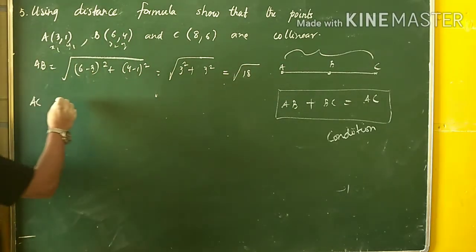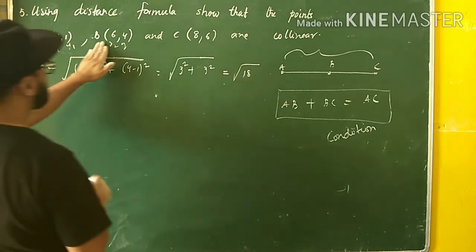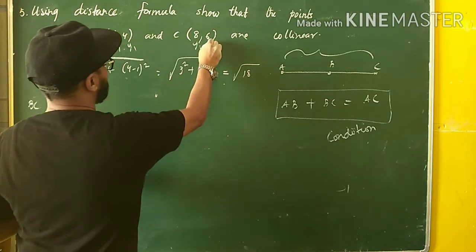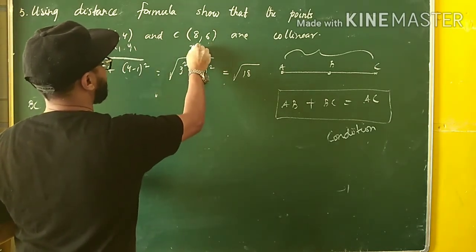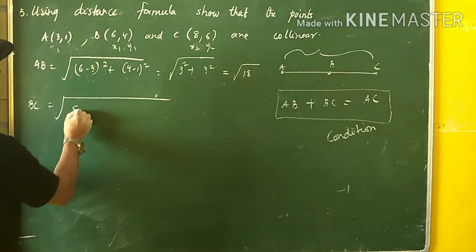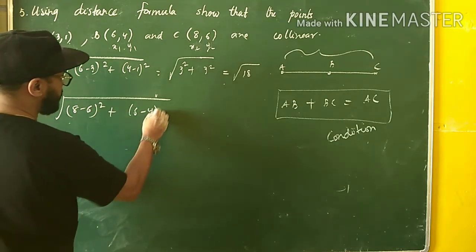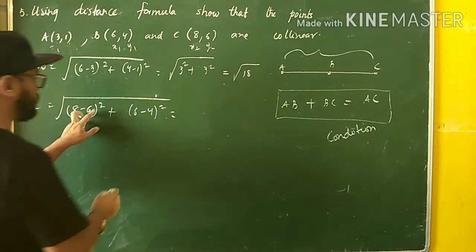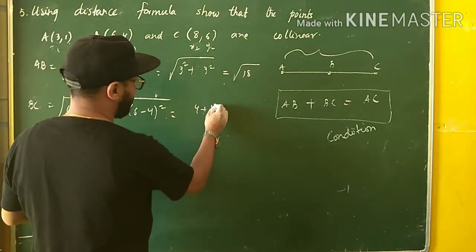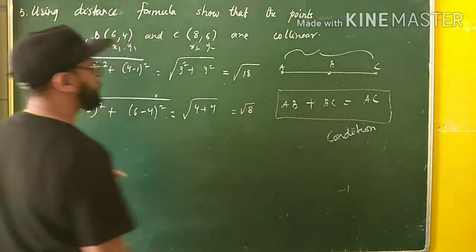Now, sorry, B and C. So we'll discuss this one now. So x1, y1, x2, y2. Now again we use the same formula here. x2 minus x1 whole square plus y2 minus y1 whole square. So this is 8 minus 6 is 2, 2 2s are 4, plus 6 minus 4 is 2, 2 2s are 4. So 4 plus 4 is 8.